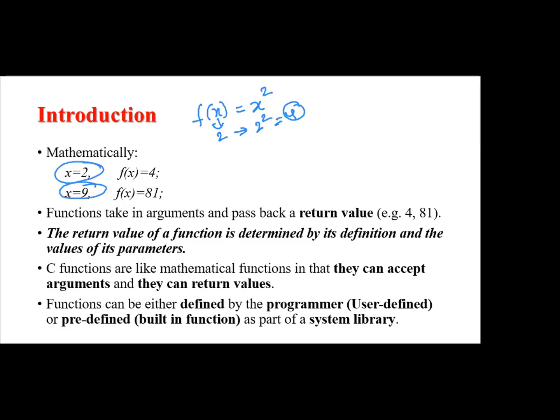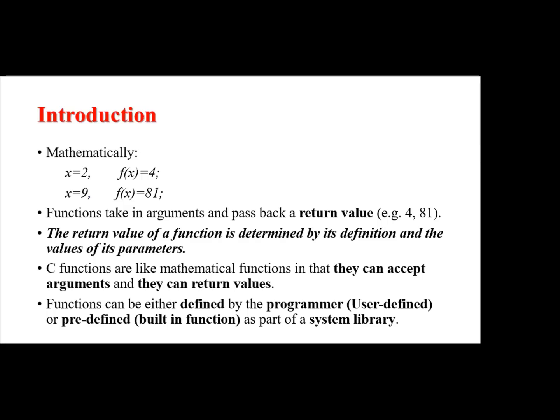Here, 2 is the parameter that is passed to the function, and the value or output of this function, which is 4, is returned back to wherever the function was called. This function squares the parameter that is passed inside it. So a function takes an argument and passes back a return value. In this example, 4 and 81 are the values returned by the function.